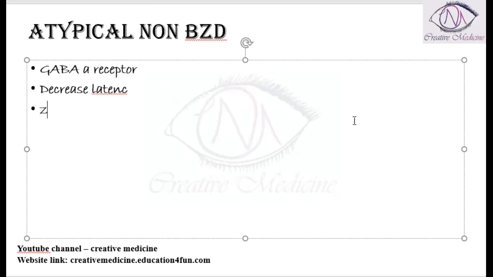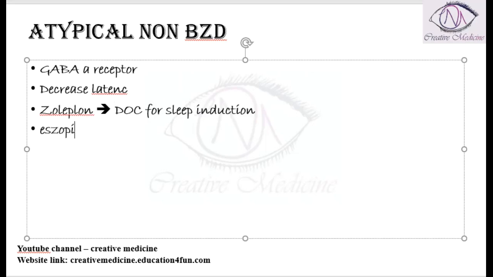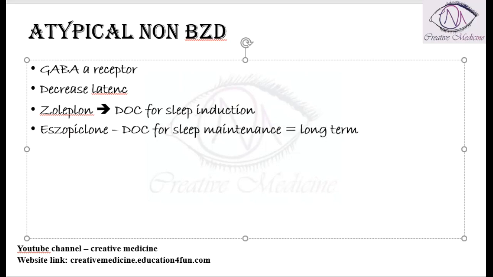And there are two drugs. Zolpidem. This zolpidem is the drug of choice for sleep induction. So zolpidem is the drug of choice for sleep induction. And eszopiclone is the drug of choice for sleep maintenance. So if you have to give a long term treatment for sleep disorders, then it is better to start the patient with eszopiclone.